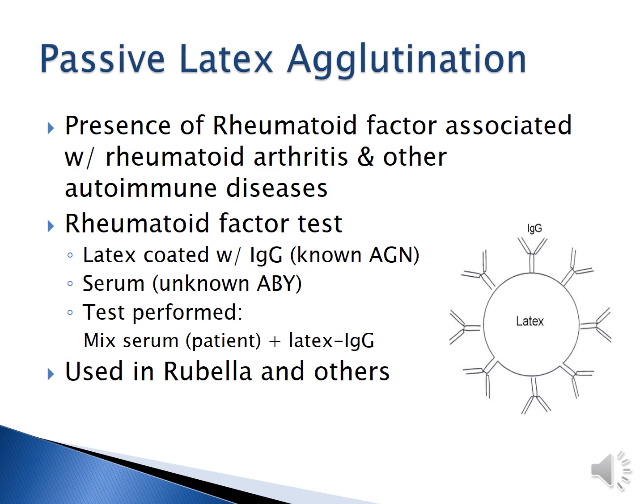This test is very easy to perform. It is what we consider to be a screening test. So when we're testing for the rheumatoid factor, like I said previously in the other slide, we have a latex bead coated with IgG, and this is our known antigen. Then we'll add the patient's serum because this is our unknown antibody. We don't know if they have antibodies to IgG or not. Then we'll mix the two together and get our test results, whether it's positive or negative.